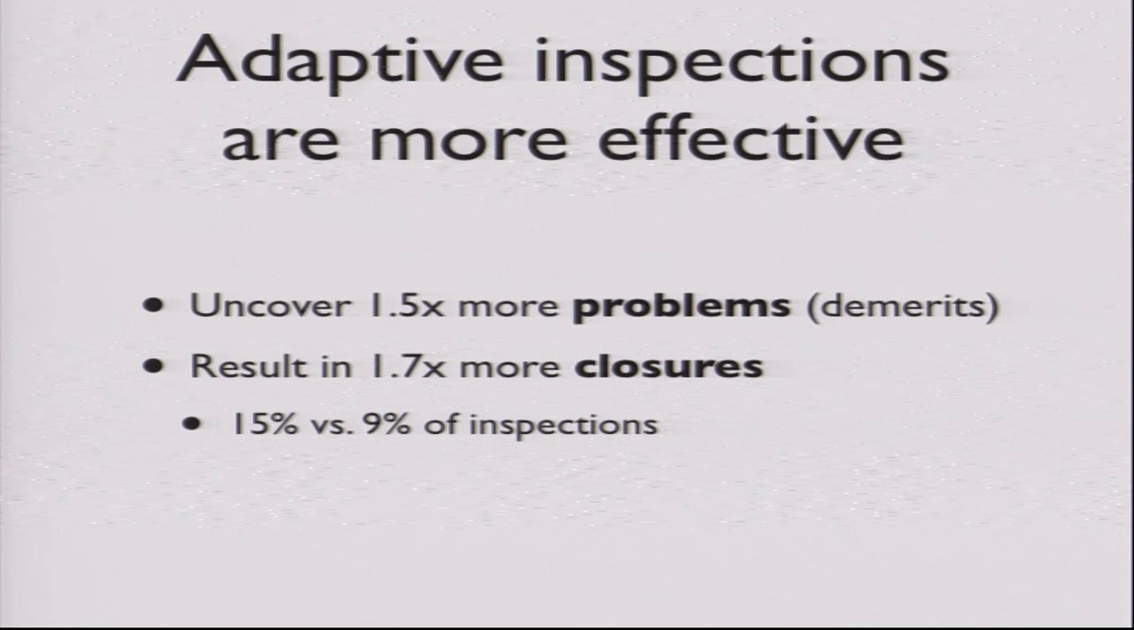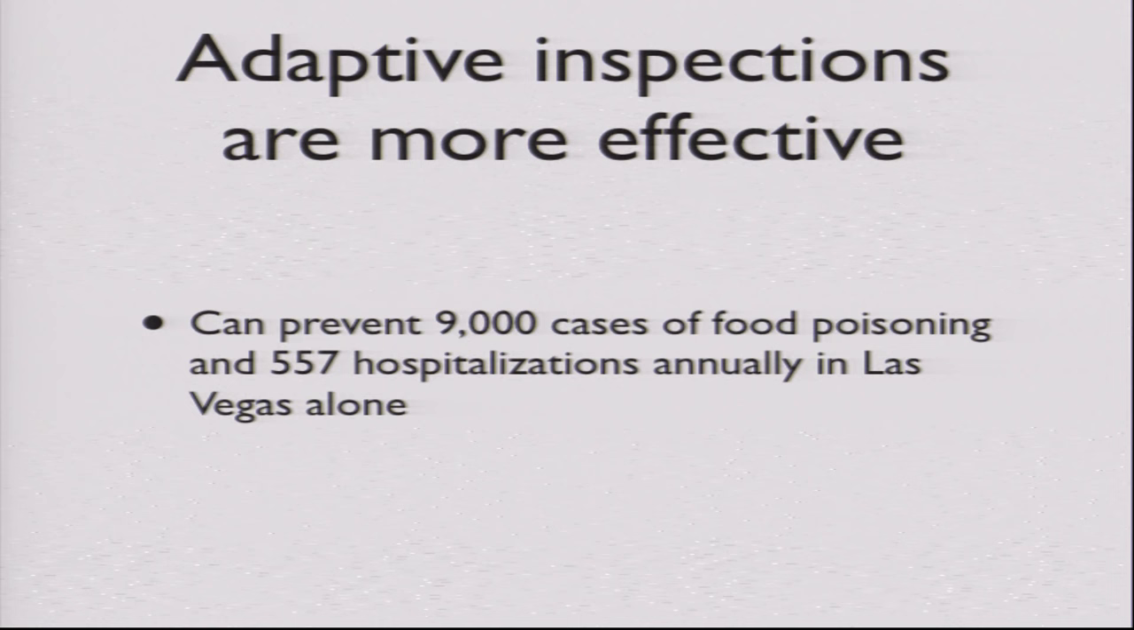Now, we only ran it on half of Las Vegas, but if you extrapolate to the whole thing, during the 3 months of experiment, we probably prevented 9,000 cases of food poisoning and 500 hospitalizations with very little work. So again, these things are mostly preventable, and we should continue to work on this.